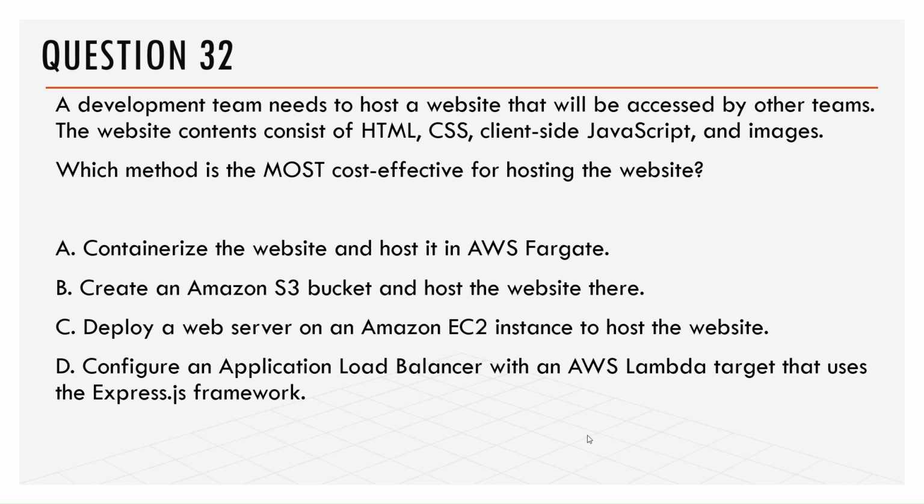And the options are: A, containerize the website and host it in AWS Fargate. B, create an Amazon S3 bucket and host the website there. C, deploy a web server on an Amazon EC2 instance to host the website. D, configure an Application Load Balancer with an AWS Lambda target that uses the Express.js framework. And the correct option is B, create an Amazon S3 bucket and host the website over there.